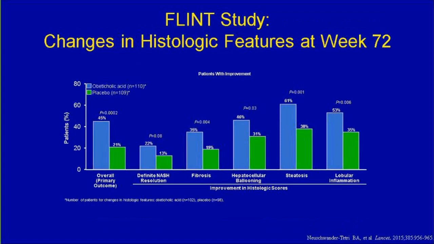And so here's one of the phase two trials, the Flint study, and what you see is obeticholic acid in blue. It hit its primary endpoint, it hit fibrosis improvement, it didn't get rid of NASH statistically speaking, but it did show a trend, and there was some improvement in steatosis.